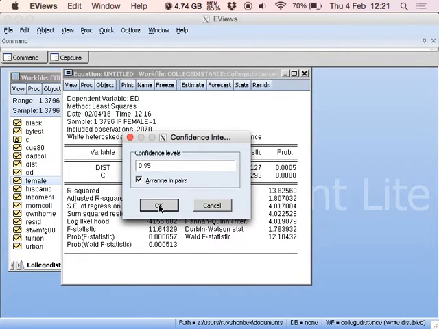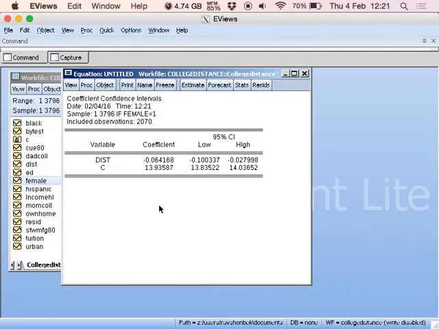Okay. Coefficient estimate. This is called the point estimate. This is the original that we had before, yeah? 0.06. And this is the interval estimate. We only needed this distance coefficient. Does anyone want to comment on this now?